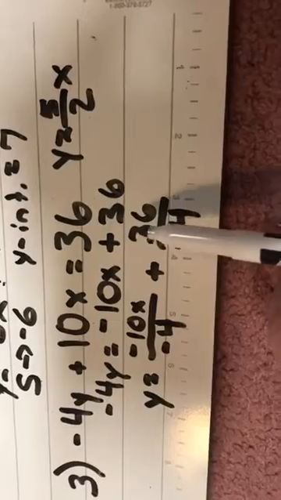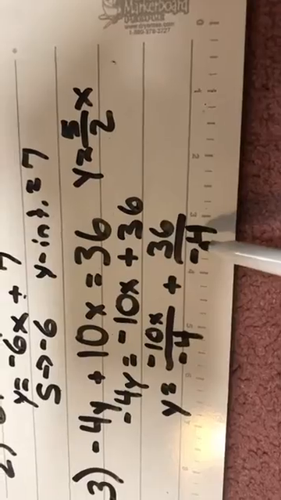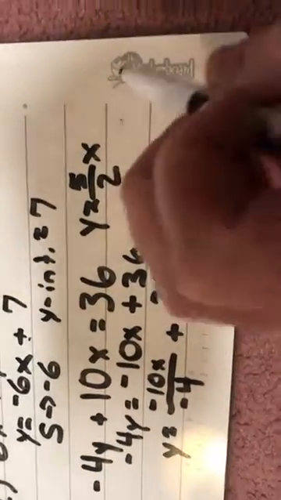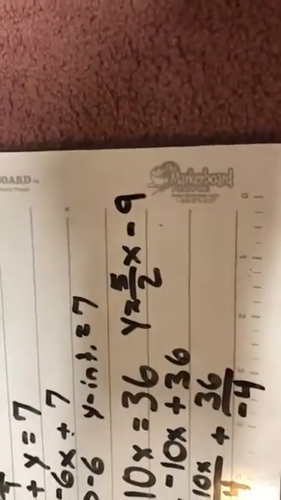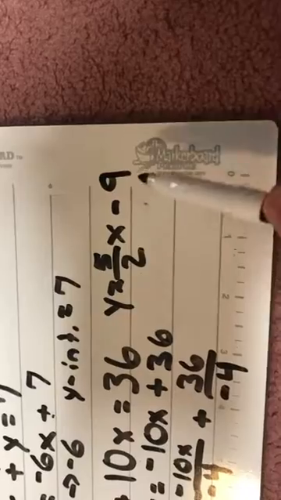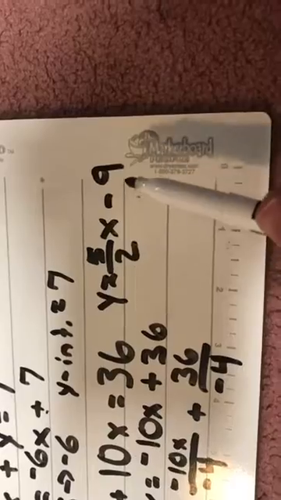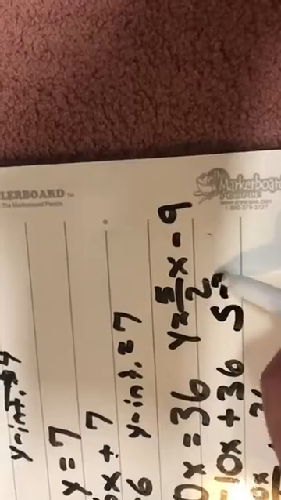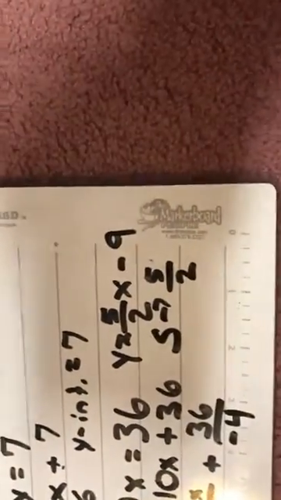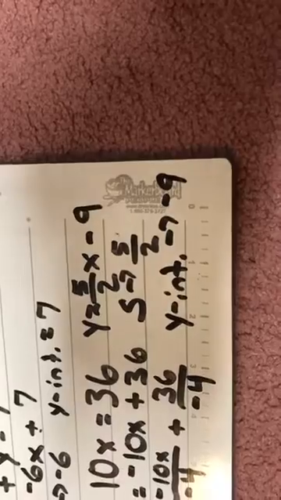Then I come over here and I've got to do 36 divided by negative 4. Well, 36 divided by negative 4 is negative 9. So now for the first time, we have a negative y-intercept where it's negative 9. This now is in slope-intercept form. y equals 5 over 2x minus 9. So now that I know that my slope is 5 over 2, my y-intercept is negative 9.